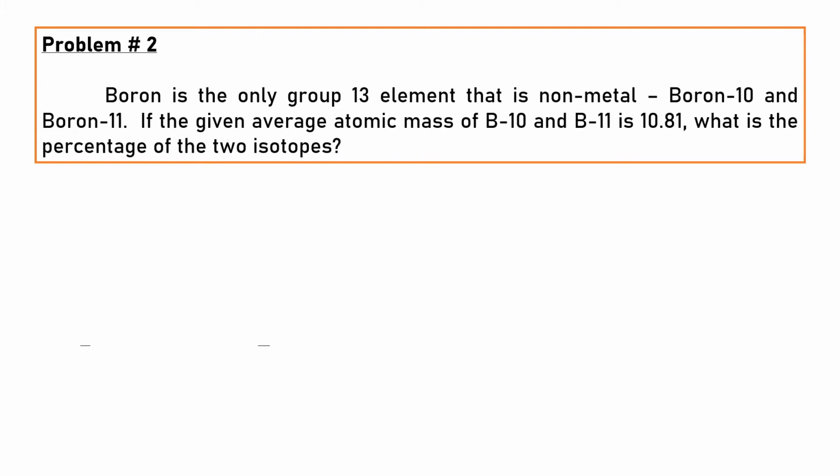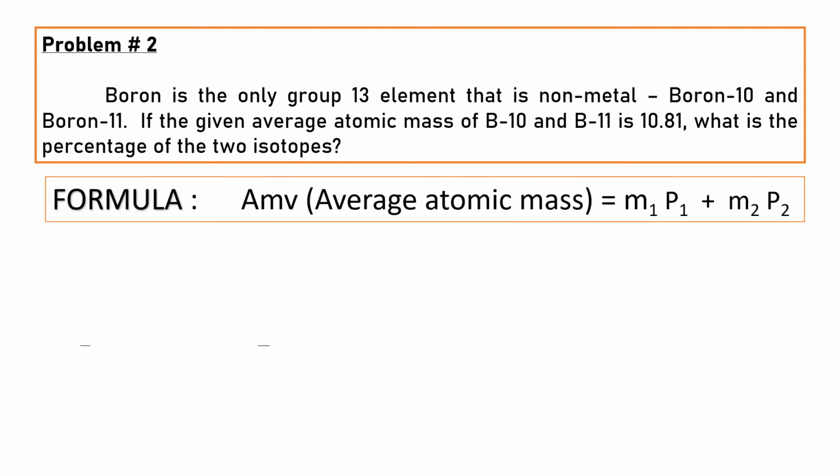If you are looking for the percentage, you still need to use the formula M1 multiplied by P1 plus M2 multiplied by P2. For our solution, since you already have the average atomic mass, you will just substitute 10.81, and then substitute the value of the mass, which is 10 multiplied by P1. Since you are looking for it, let us say P1 is X, plus M2, which is 11, and P2, which is 1 minus X.